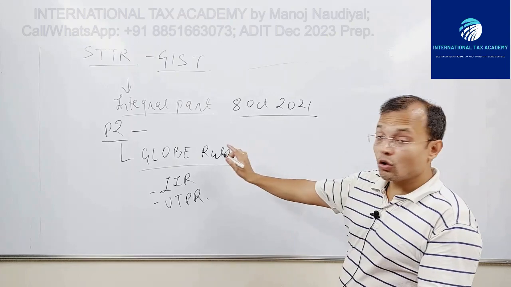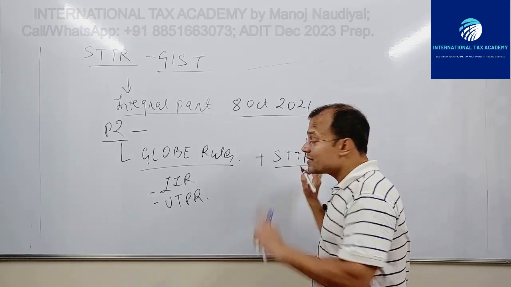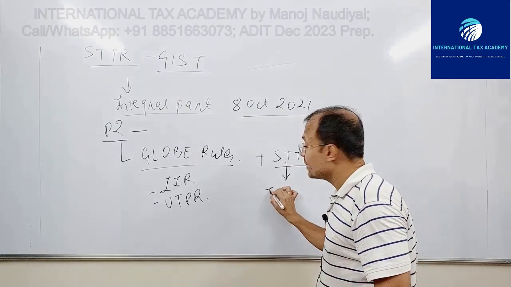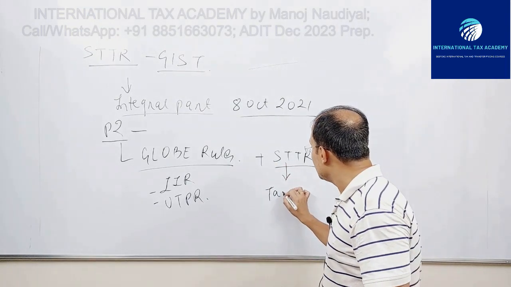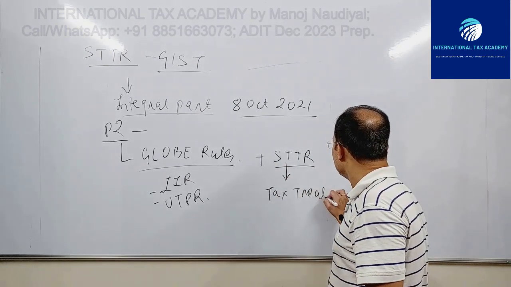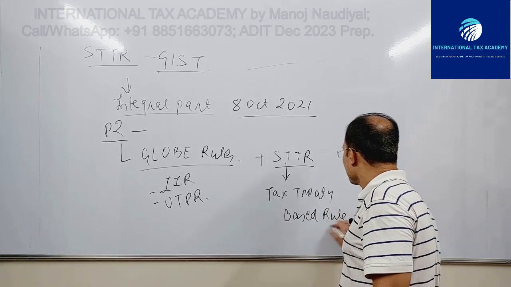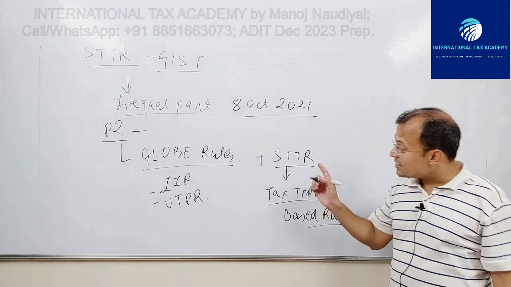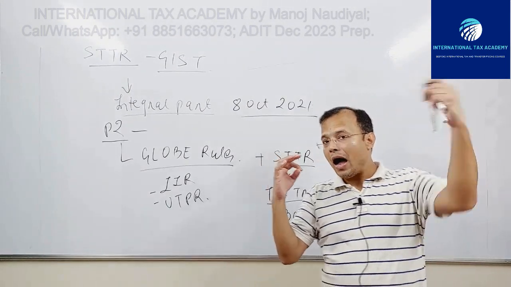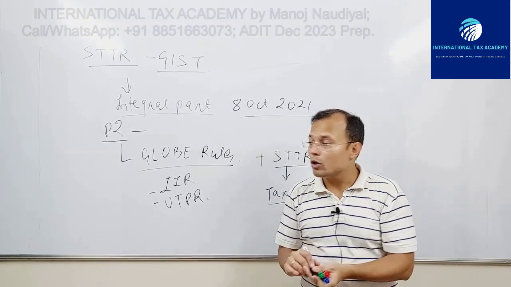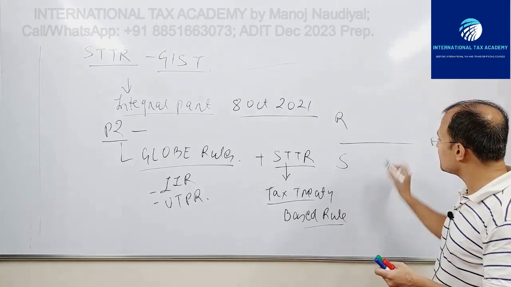Pillar 2, in addition to the globe rules, also consists of STTR. STTR is a treaty-based rule. Tax treaty, normal double tax convention, tax treaty. So STTR is a tax treaty-based rule, and it would be applied on certain intra-group outbound payments. Residence country, source countries.